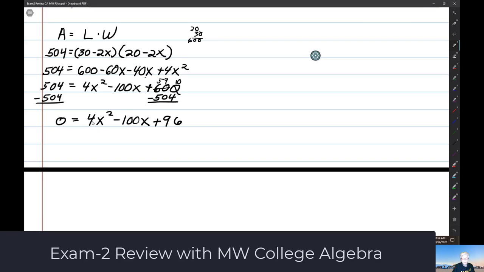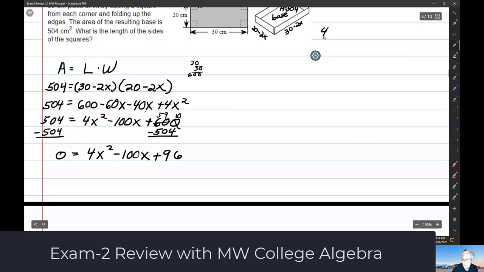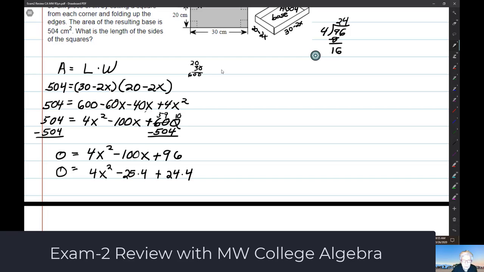Now, I suspect that 4 is going to be our greatest common factor. I know for sure that 4 goes into 100 evenly. Does it go into 96? Let us see. 4 into 96. 4 into 9 is 2. 2 times 4 is 8. 9 minus 8 is 1. Yes, it does. 4 into 16 is 4. So, what we have here is 4 times x squared minus 25 times 4 plus 24 times 4. So we can pull out a GCF, which is 4.